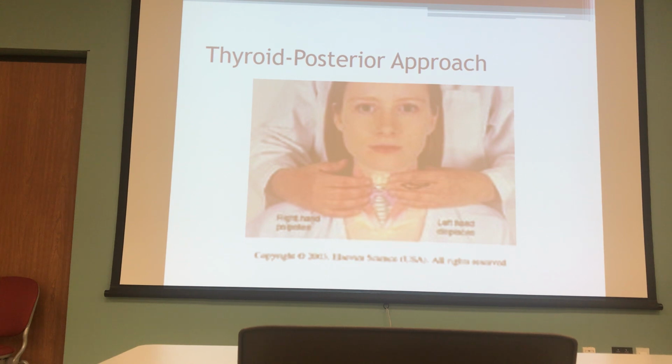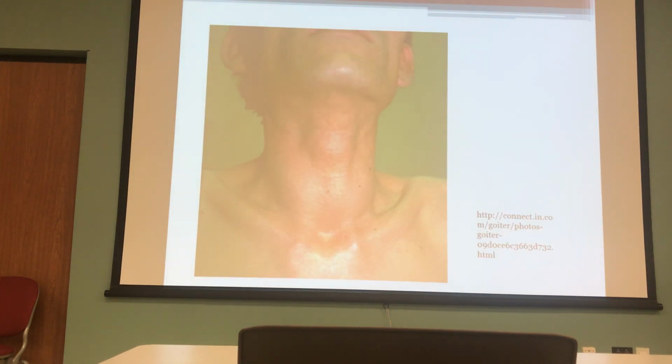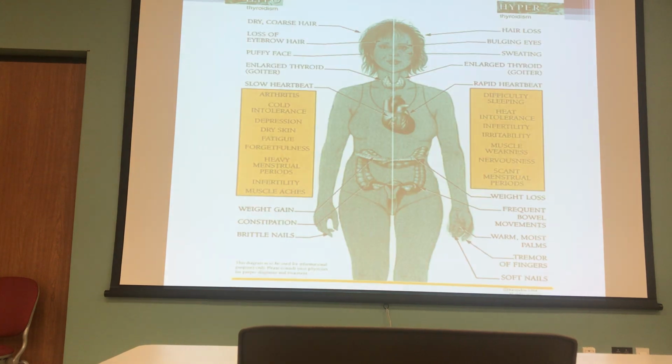All right. Thyroid posterior approach. A goiter. Remember, a goiter can be hypo or hyper. Not just a hyper gets goiters. It can be either or. Okay? We talked about what the hyper looks like and what the hypo looks like. Hypo, everything is slow. Hyper, everything is rapid. Okay?